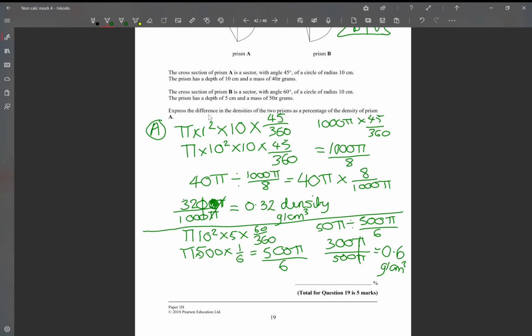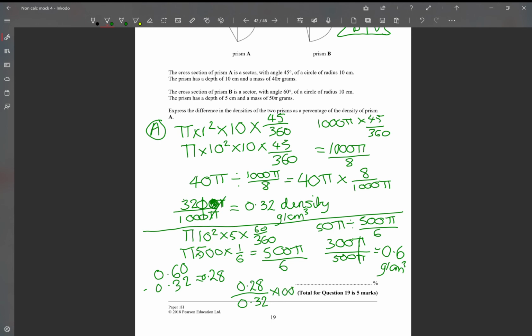Okay, so the difference of the densities, first of all, 0.6 minus 0.32, okay, which equals 0.28, and it's as a percentage of the density of prism A. Now, prism A density was 0.32, so to find as a percentage of, we have the difference, 0.28, divided by 0.32, because that's the prism A's density, and then we'd times that by 100.